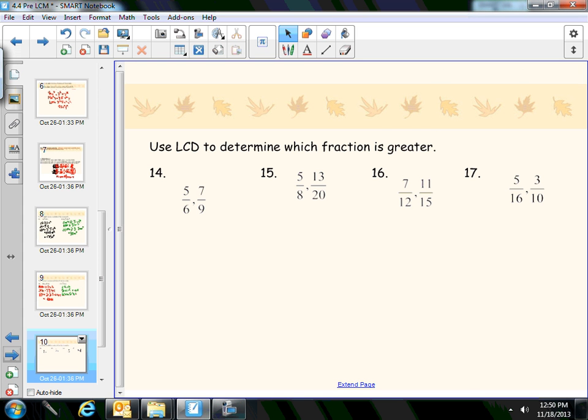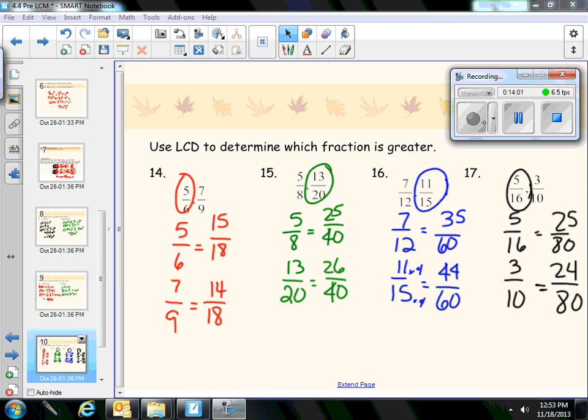Now we're going to use the LCD to determine which fraction is greater. Find the least common denominator for each of the fractions, compare them, and then circle the fraction that's greater. I'm going to pause the video and we'll come back and check our work. Okay, again, notice we found the least common denominator. If you found a larger one, that's fine. But sometimes it's easier to work with smaller numbers. You'll still have the same answer because the fractions are equivalent. So we found the least common denominator, compared them, and then circled the greater fraction.